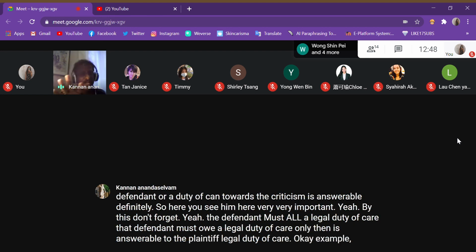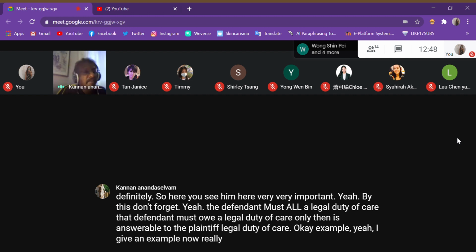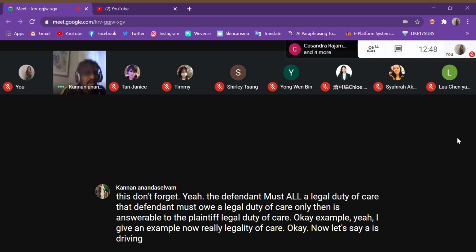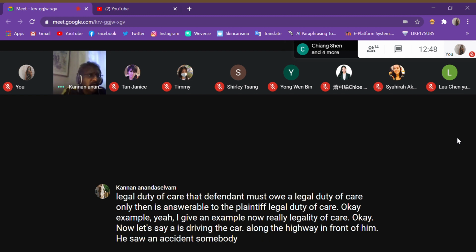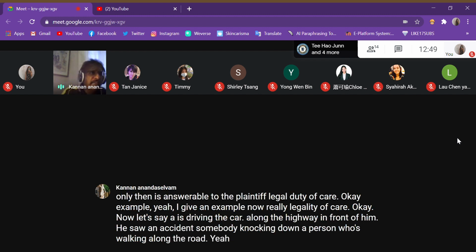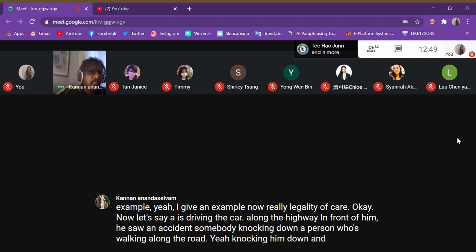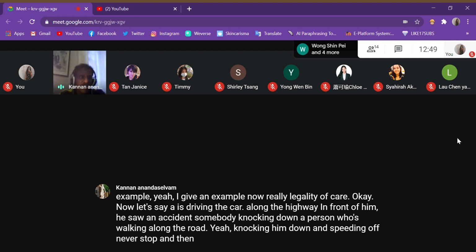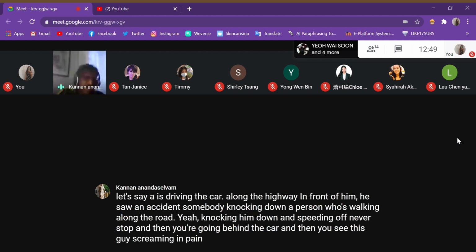I give you an example now. Legal duty of care. Now let's say A is driving the car along the highway. In front of him, he sees an accident. Somebody knocks down a person who's walking along the road, and speeds off, never stops. Then you're going behind the car, and you see this guy screaming in pain with blood coming out from his legs and other parts of the body.